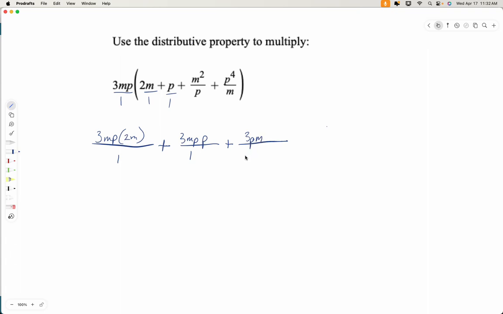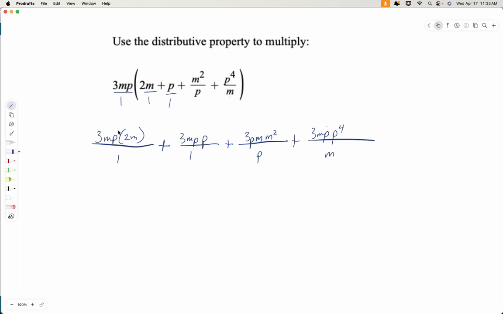It's all right if I do pm. I just got ahead of myself. And then we've got m squared. And then we have 1 times p, so it's 1p. Bring down the next operation. We've got 3mp times p^4, and we have 1 times m, so that's just m.